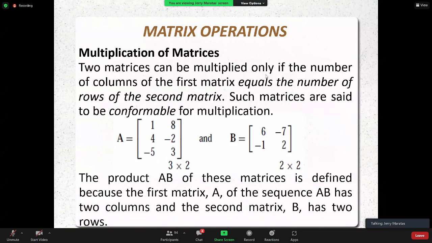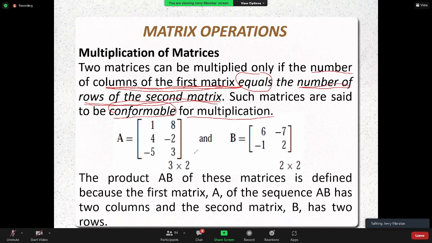Two matrices can be multiplied only if the number of columns of the first matrix is equal to the number of rows. Take note. We can multiply two matrices if the number of columns of the first matrix is equal to the number of rows of the second matrix. Such matrices are said to be conformable for multiplication. So again, we can only multiply two matrices if they are conformable. Conformability means that the number of columns of your first matrix is equal to the number of rows of the second matrix.